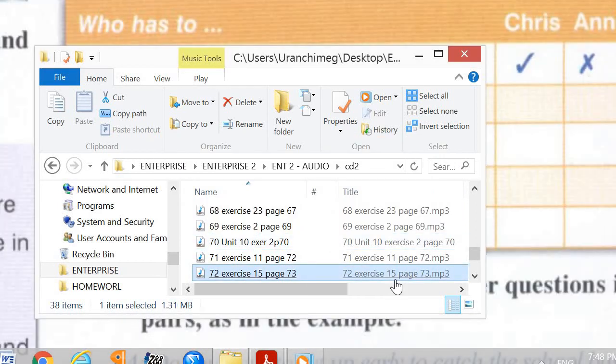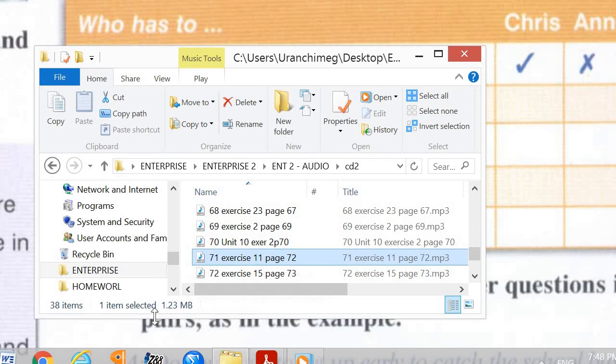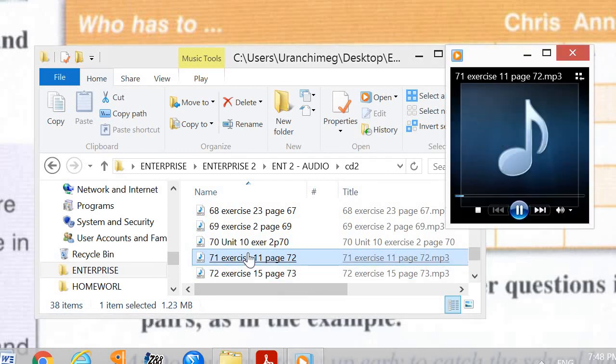Let me see, page number 72 probably. This is the one. I'm not sure if the speaker is on. Input mode of audience frequency. Okay, listen. Exercise 11A, page 72.